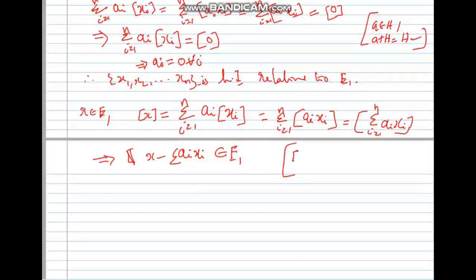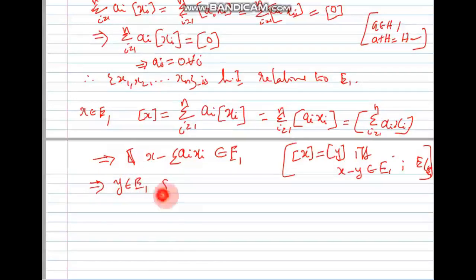We know that two cosets x equal to y if and only if x minus y belongs to E1, for E given E1. From that, we are getting coset x is equal to the coset of the sum from i equal to 1 to n of ai xi. So we have x minus the sum of ai xi belongs to E1. So which implies there exists some y belonging to E1 such that y equal to x minus the sum from i equal to 1 to n of ai xi, right?